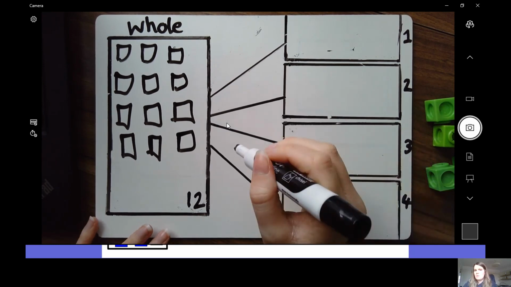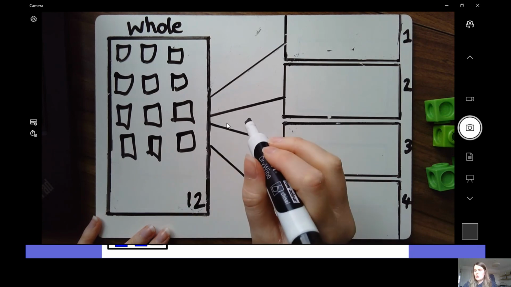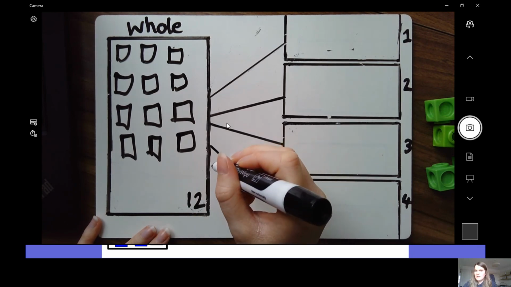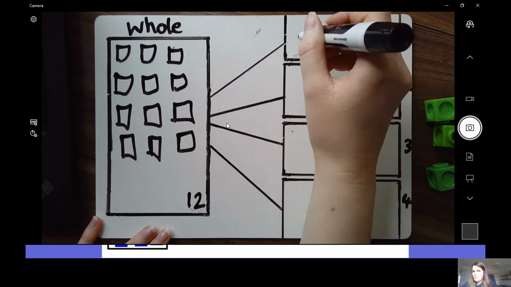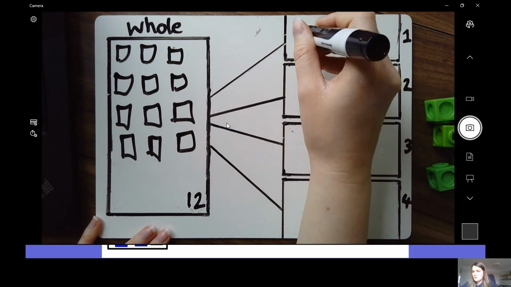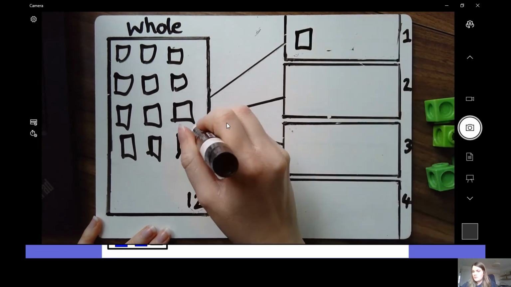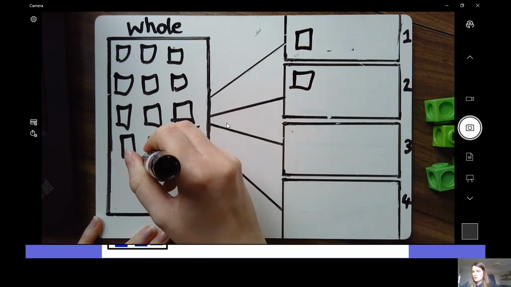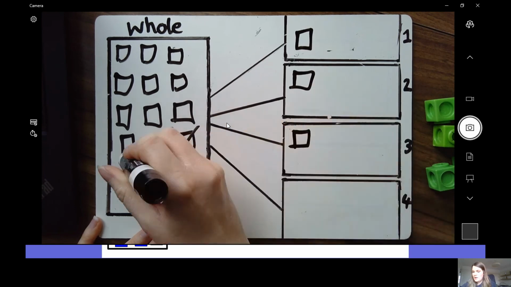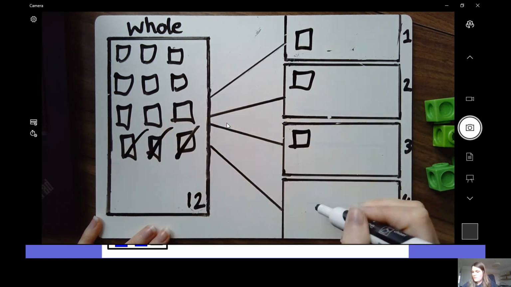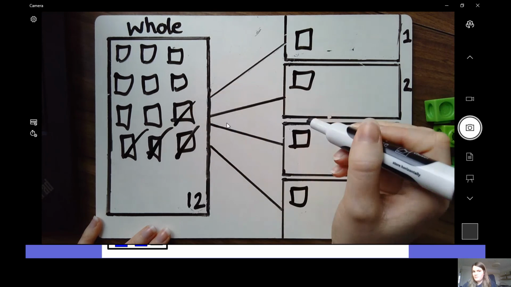What do I do as I share them? I cross them out. Okay, so where am I putting my first one? At the top? Okay, so saying it with me. 1, 2, 3, 4. Well done. Keep going.